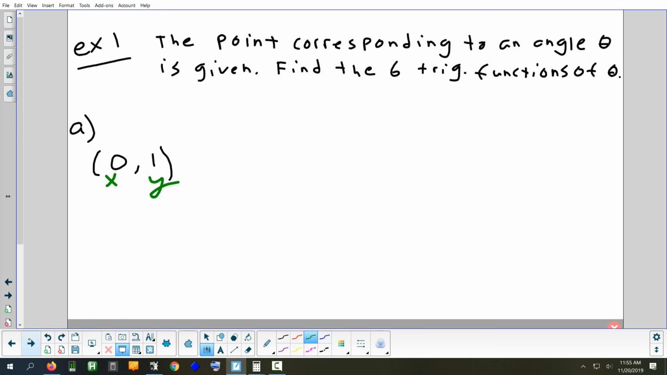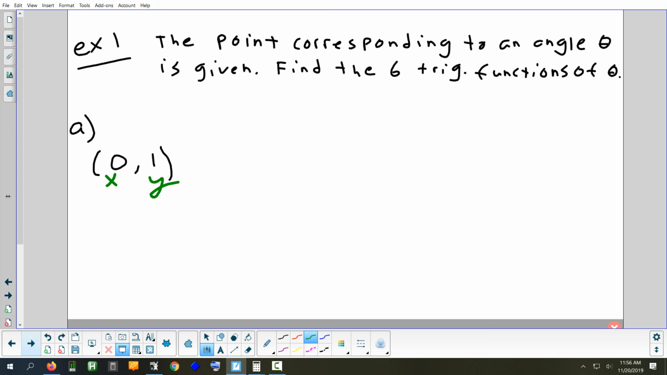Let's try an example. It says the point below represents an angle. Find the 6 trig functions. I don't care what angle that represents. It doesn't matter. If you're really curious, the point (0, 1) is right there. This is kind of what Derek asked me about in the homework. That's a 90-degree angle. Who cares? We don't care about the angle at all. Just the coordinate, and we have it.